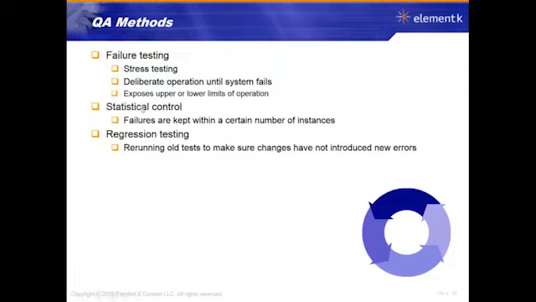Also, when we're doing QA, we want to make sure that we keep those failures within an acceptable number. So we'll want to have some control of the statistics of the numbers of failures. And then, of course, we may have to do regression testing. If we did a patch or a fix, let's run the tests again to make sure that we didn't break something else. We didn't introduce new errors.